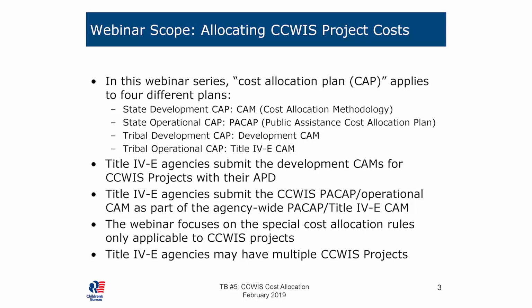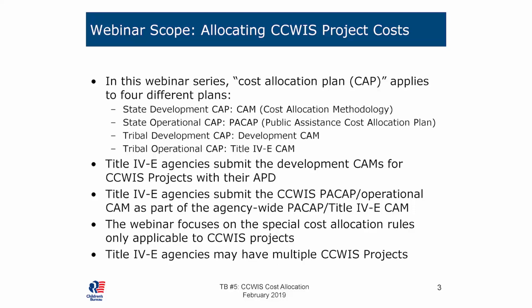This is the name of the plan that submits how you plan to allocate information system development costs. A Public Assistance Cost Allocation Plan, or PA-CAP, is the state plan for allocating operational costs. PA-CAP is submitted to Cost Allocation Services. Tribes also submit plans for information system development and operational cost allocation. These are called respectively the Development CAM and Operational CAM.